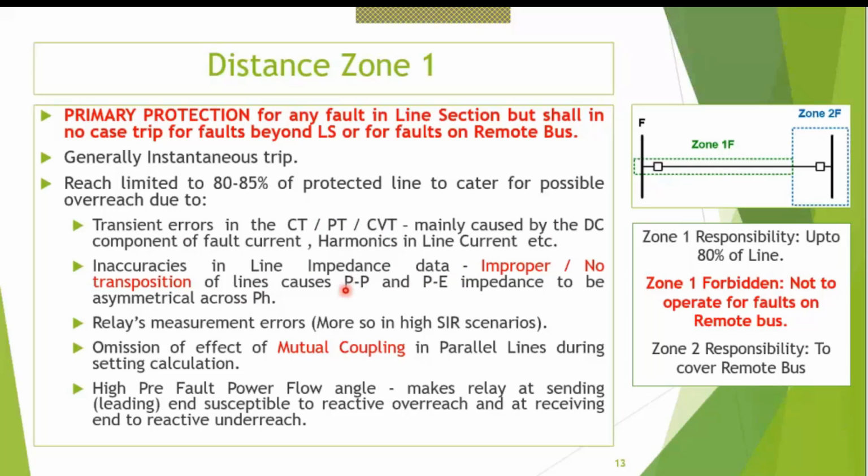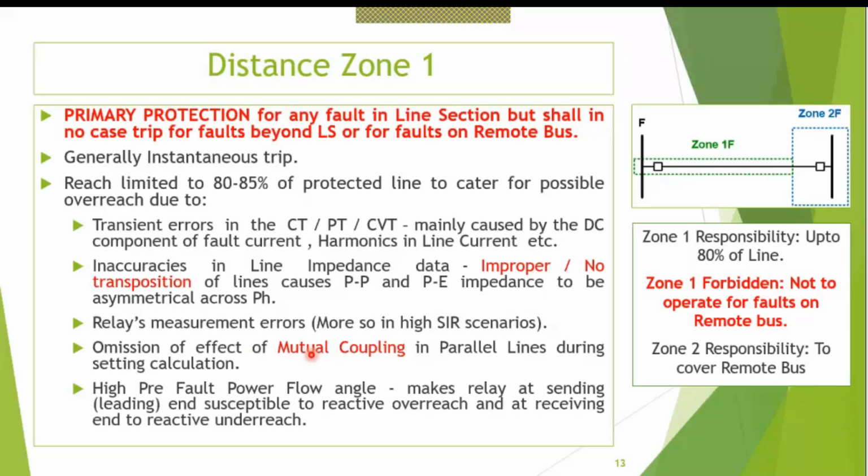If you don't have proper transposition, the impedance data across phases will be different. So that is why, with these inaccuracies, we are very much doubtful. If I set till 95%, what is going to happen? The relay itself has more measurement errors, more so in high source impedance ratio scenarios. I have a slide on this one. In high SIR scenarios, the measurement errors are more.